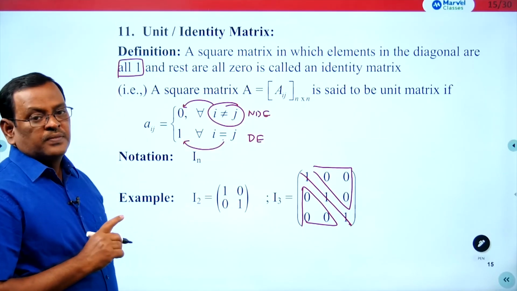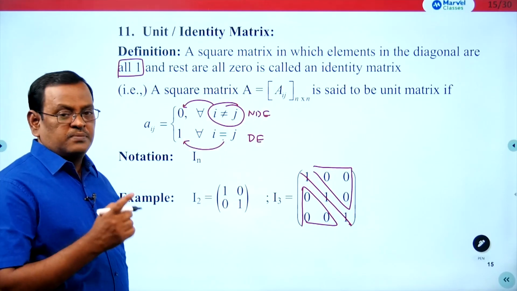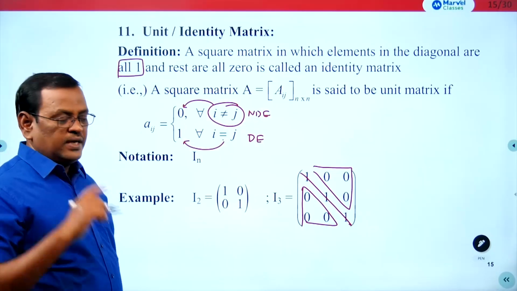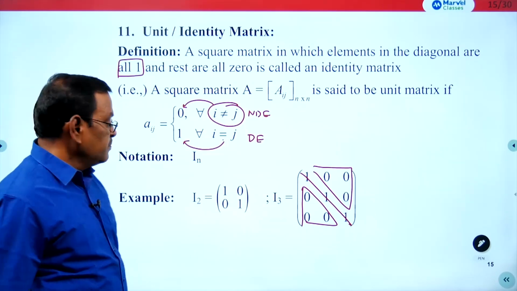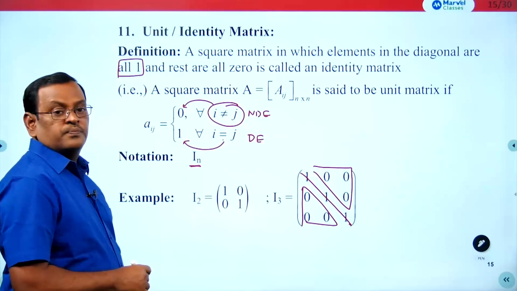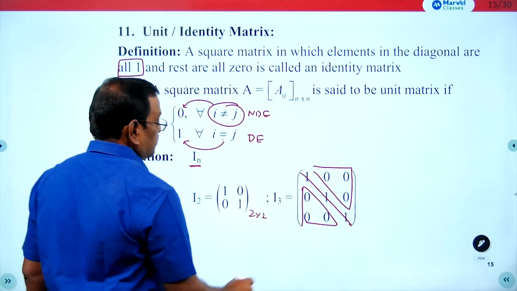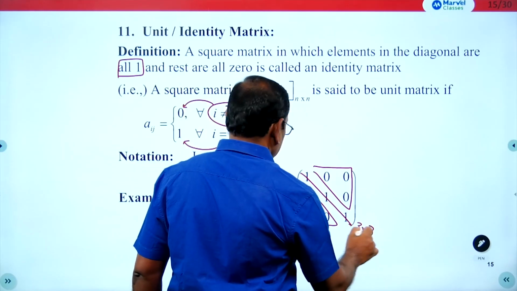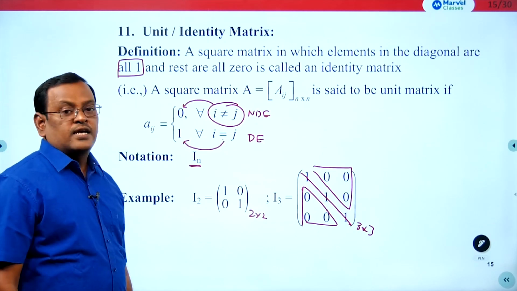In the previous case, all non-diagonal elements are 0 and diagonal elements are equal. Equal means it may be 1, 2, 3, 4. But if that equal number is 1, then that matrix is called an identity matrix and is denoted by capital letter In, where n denotes the order of the matrix. Here it is 2 by 2, or simply I2, and this is 3 by 3, or simply I3. So the special symbol for an identity matrix is capital I.